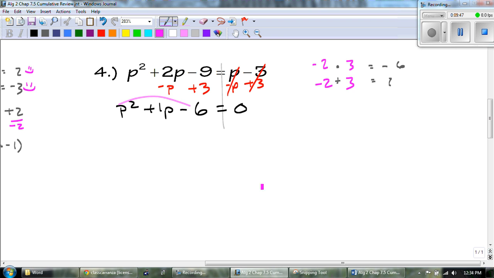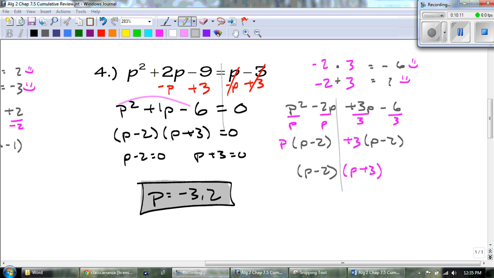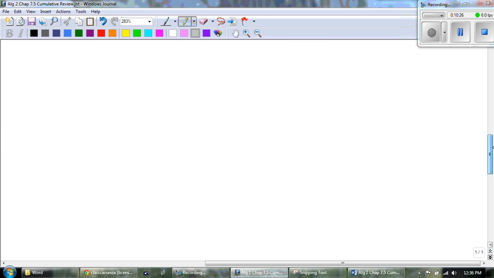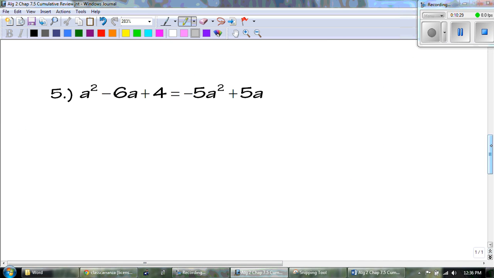That's right, negative 2. Okay, so now that I found that it works in both cases, you guys are in charge of the rest of the problem. Okay, go ahead and pause the video and good luck. Okay, so there's all my work. Splitting the middle term, our two binomials were p minus 2 and p plus 3. And then I get my final answers of p minus 3 and 2. All right, number 5.